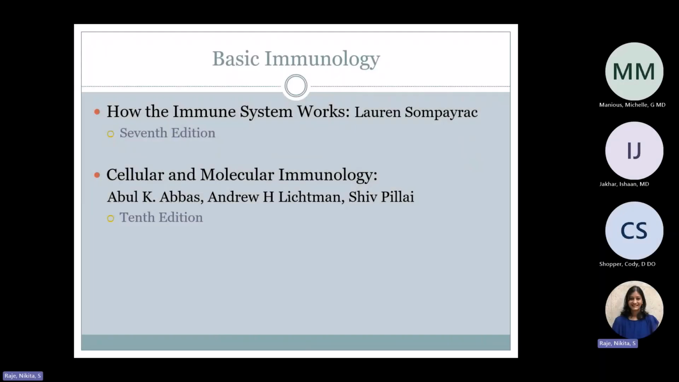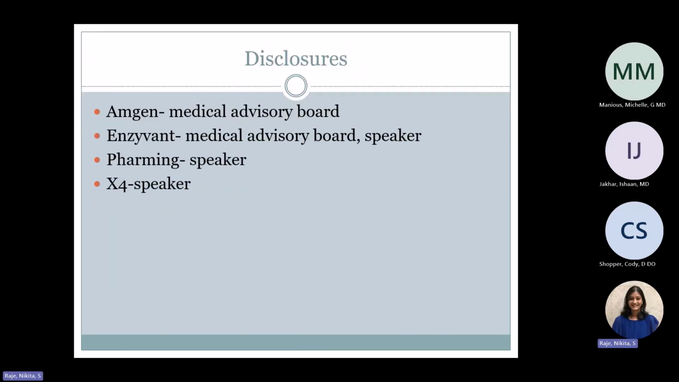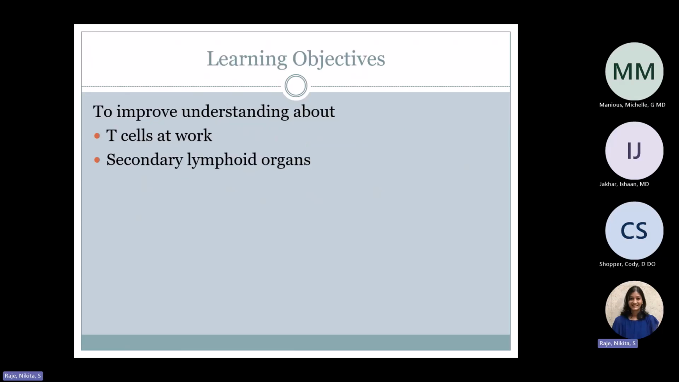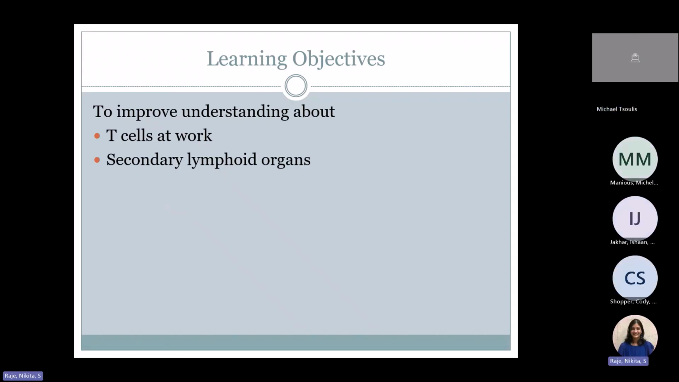So we can continue with our discussion for basic immunology. We are still on our Lauren Sompayrac 7th edition discussion for board prep and just for clinical expertise. Here are my disclosures, nothing relevant to the talk today. The learning objectives for today are to improve our understanding of T cells at work and secondary lymphoid organs.